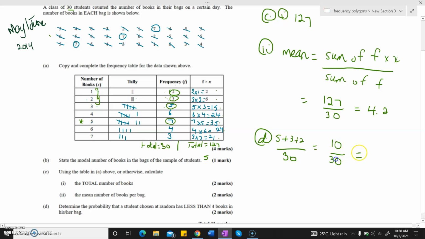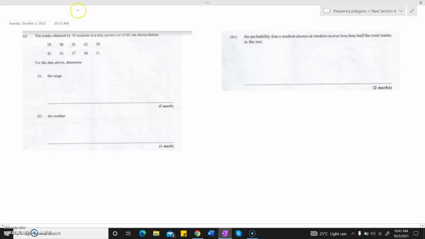That's it for that. Alright, the print here wasn't the best, but this is from January 2018, Paper 2. Let's look at the question straight away. I would have told you how to leave out one part, and I left it out here as well. The marks obtained by 10 students in a test scored out of 60 are shown below. So you have 10 student marks here.